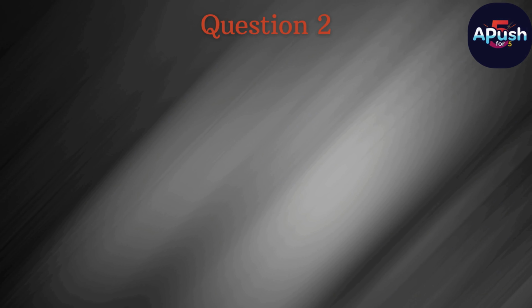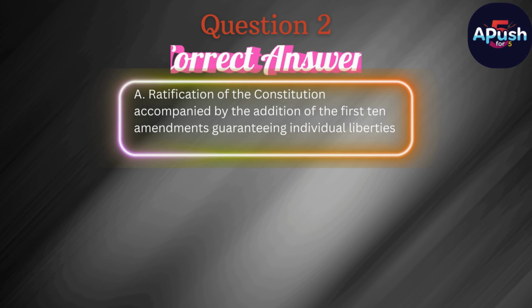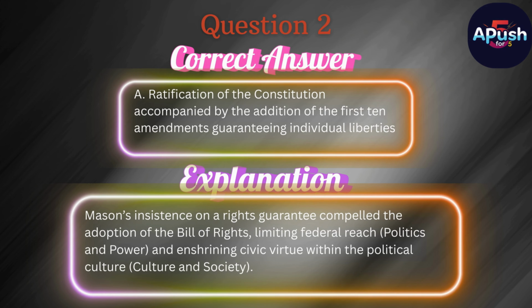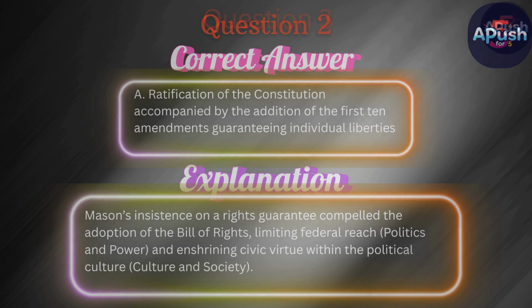The correct answer is A. Ratification of the Constitution, accompanied by the addition of the first 10 amendments, guaranteeing individual liberties. Mason's insistence on a rights guarantee compelled the adoption of the Bill of Rights, limiting federal reach, politics and power, and enshrining civic virtue within the political culture and society.